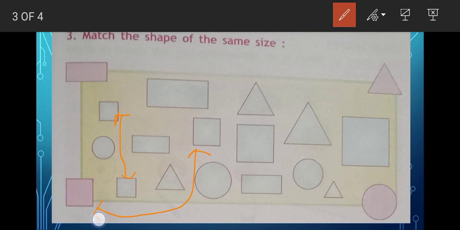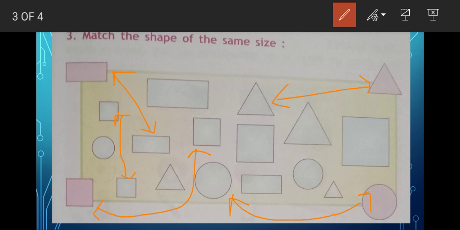Don't make your book dirty, children. Now this circle and this circle also look similar in shape and similar in size. Okay, the size, that means how big it is, almost same. Now this triangle and this triangle also the size is same, right children? So anything I have left now? Yes. Now this rectangle and this rectangle is also of the same size, right?